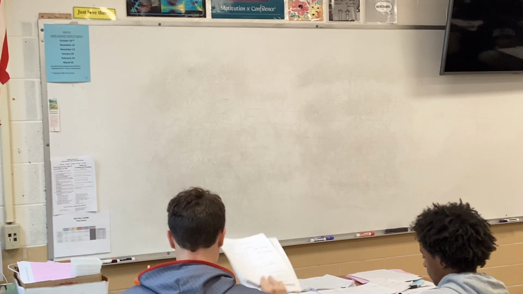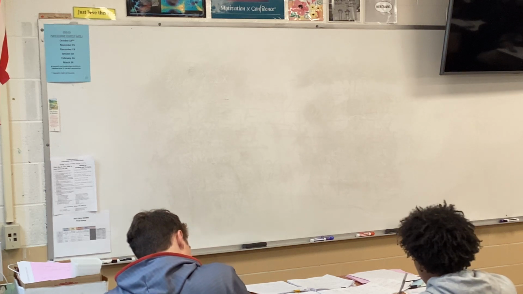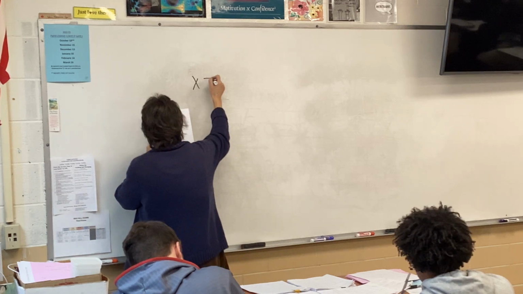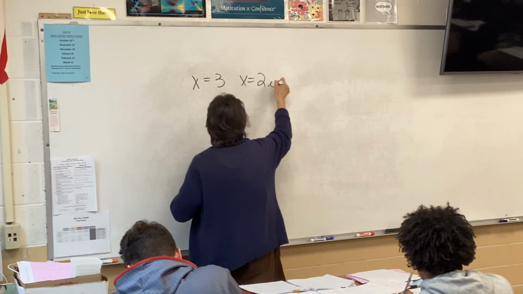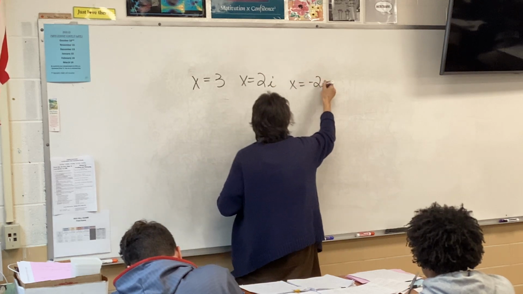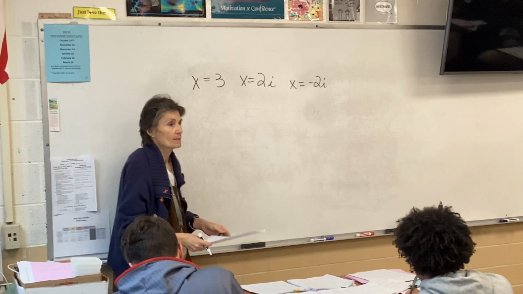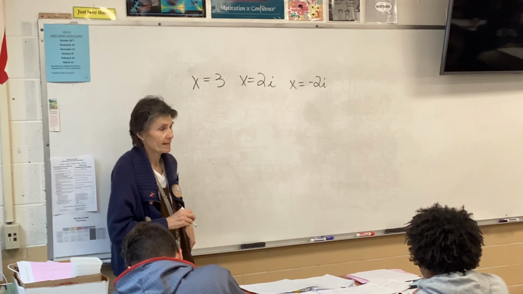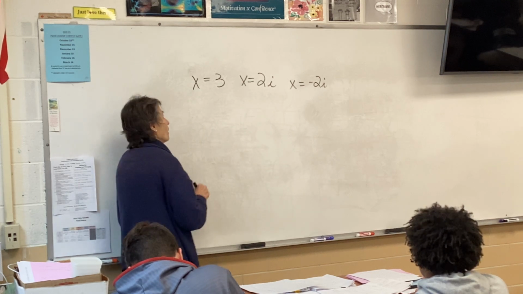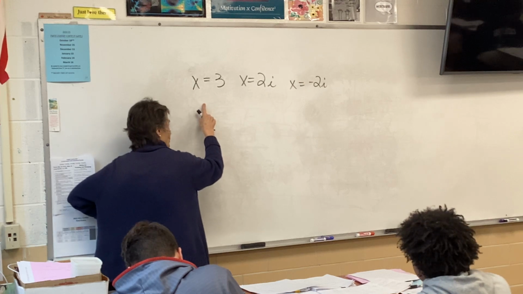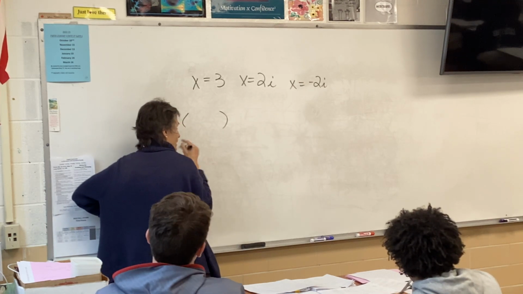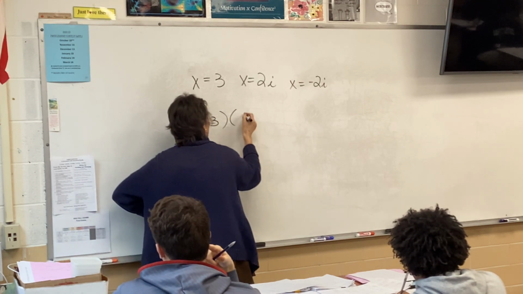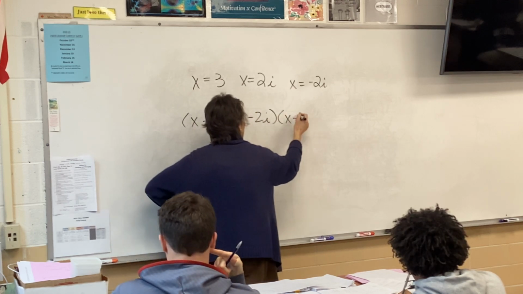Okay, problem 8. Find a polynomial whose roots are 3 and 2i. Well, one of the things that we absolutely have to remember is that 2i would never happen without negative 2i. Remember, complex roots come in pairs. So if 2i is a root, so is negative 2i. Okay? Now, if I tell you that 3 is a root, what factor would that have come from? X minus 3. And the same for 2i and negative 2i.